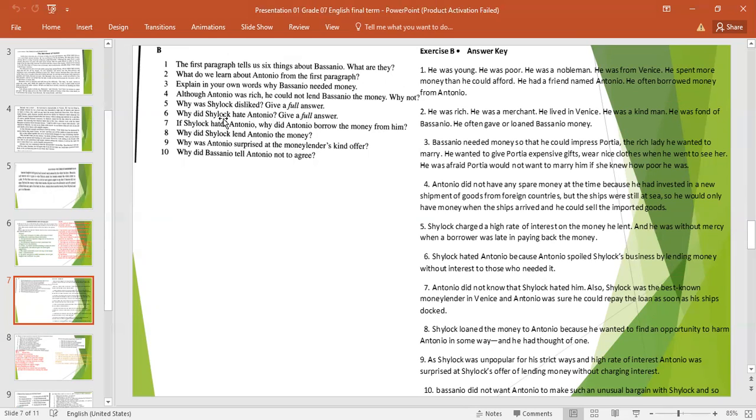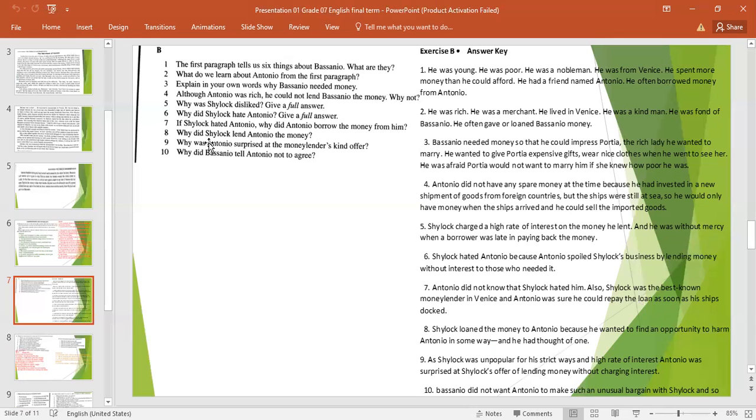Number six, why did Shylock hate Antonio? Give a full answer. The answer is here, dear students. Shylock hated Antonio because Antonio spoiled Shylock's business by lending money without interest to those who needed it. Number seven, if Shylock hated Antonio, why did Antonio borrow the money from him? Antonio did not know that Shylock hated him. Also, Shylock was the best known moneylender in Venice, and Antonio was sure he could repay the loan as soon as his ships docked.